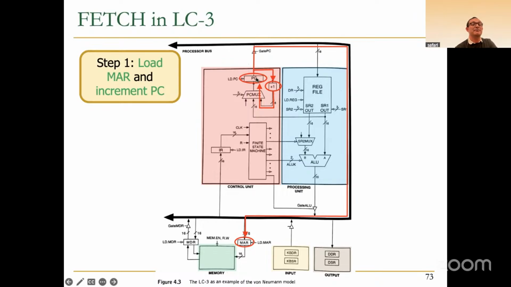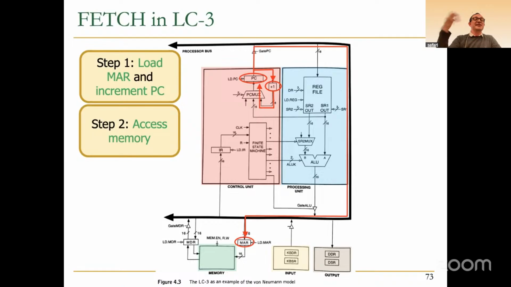We have a register, PC, we're gating its value using a tri-state buffer onto this wire bus. And then we're write enabling the register where we want the address to be placed into MAR. That could take 1 clock cycle, okay? Don't worry about clock cycles right now, but these are steps.